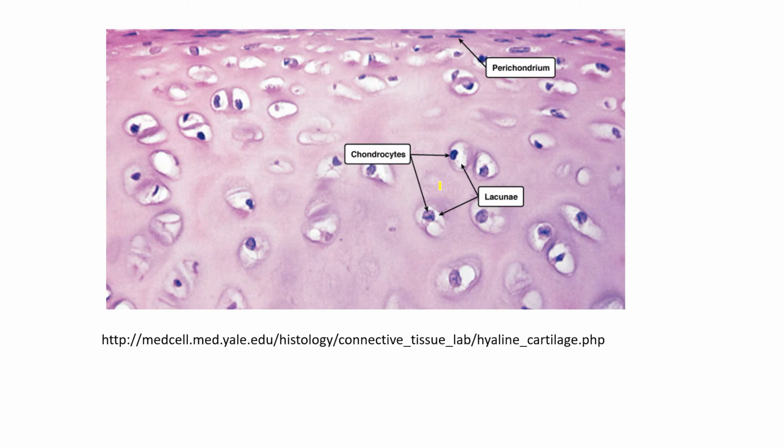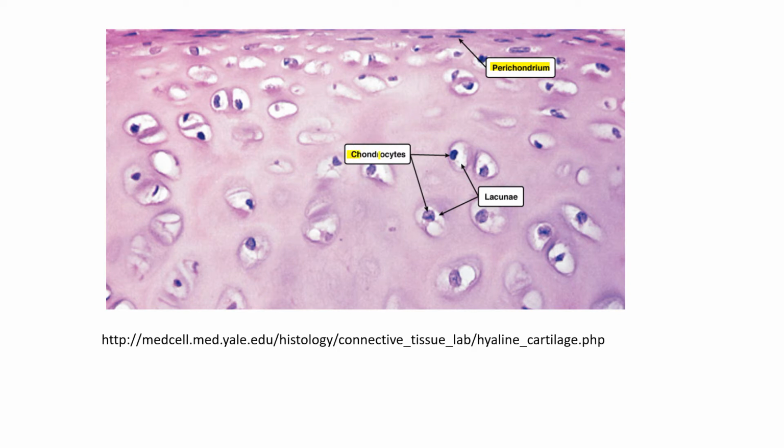This is a close-up picture of cartilage. So we can see the perichondrium. So peri meaning around, and chondro meaning cartilage. So the perichondrium is going to be lining the cartilage, and this is going to be composed of mesenchymal stem cells, which will later develop into osteoblasts and osteoclasts.